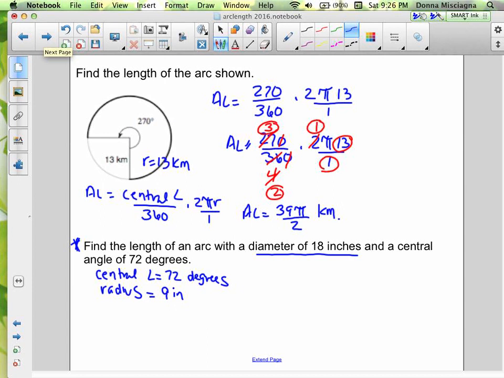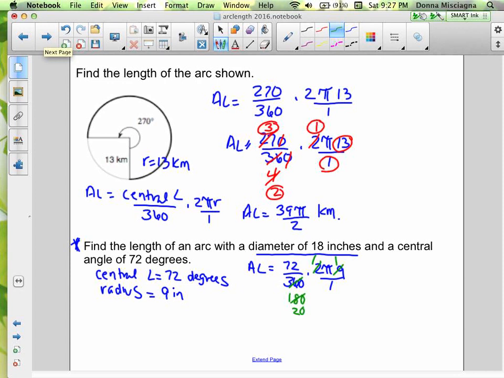If we work with radius, then the arc length, I'll just put AL, arc length, would be equal to the central angle, which is 72, divided by 360, times 2, times pi, times the radius, which is 9. Right, and 2 and 360 are both divisible by 2, so that would be 1 and 180. 180 and 9, right? They're both divisible by 9. 9 divided by 9 is 1. 18 divided by 9 is 2, and then just another 0.